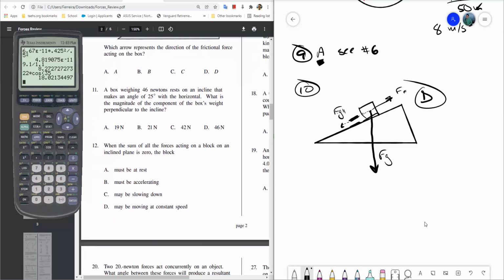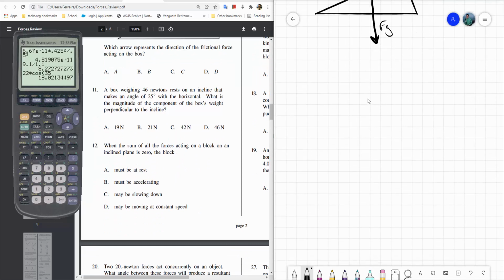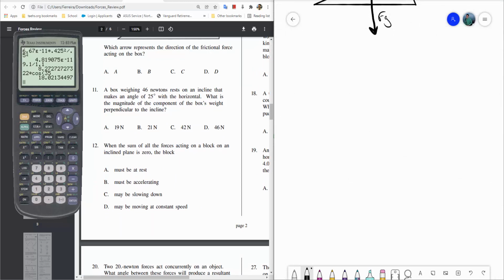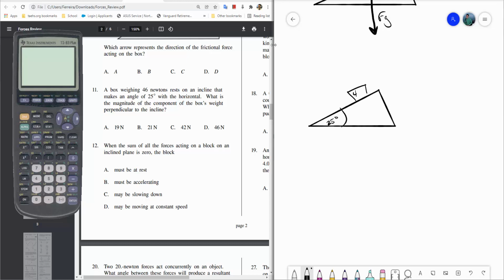11. A box weighing 46 newtons rests on an incline that makes an angle of 25 degrees with the horizontal. What's the magnitude of the component of the box's weight perpendicular to the incline? So here you go. This angle is going to be 25 degrees. We have a 46 newton box.